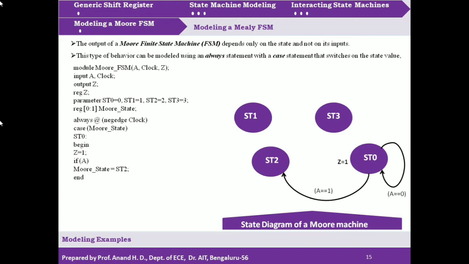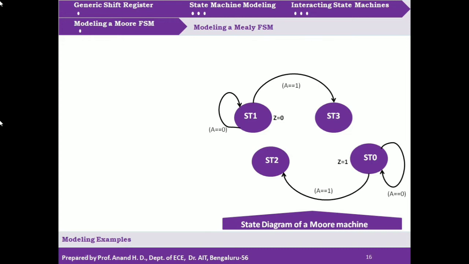And what about state 1? Whenever it is in state 1, irrespective of the input, output will be equal to 0, z is equal to 0. Next, depending upon the input, if input A is 1, there will be a state transition to state 3 from state 1, else it remains in the same state, that is state 1. Done? So next is state 2.